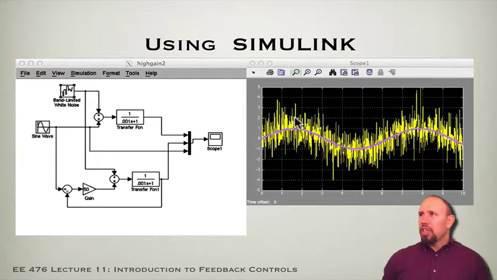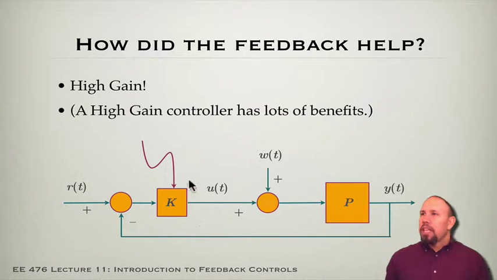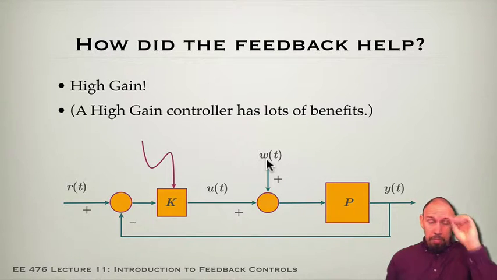You can see the yellow signal is the signal with the noise. There's a lot of noise in that. The cyan signal is the actual sinusoid. The magenta signal is the output of this system, and you can see it's a lot less noisy than the original signal. So we have drastically reduced the noise by using feedback. That's helpful. Basically a high gain controller has lots of benefits, and feedback helped to reject the noise in this particular problem.